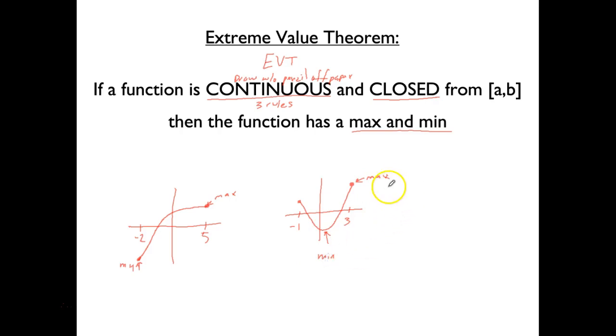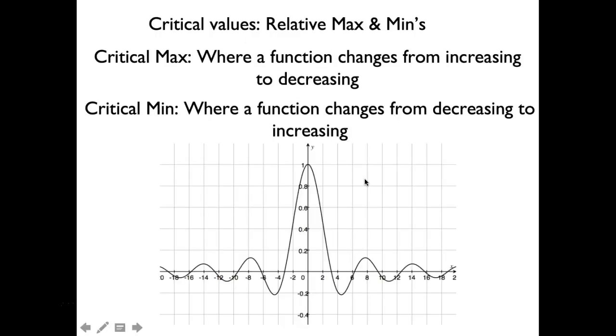Okay, so it's saying if you have a function that's continuous and closed, you will always have a max and a min. Okay, so that's all this is saying. That's the extreme value theorem. We're going to be using that today. We're going to have all closed and continuous functions, and you're going to be finding the max and the mins. Graphically, this should be a very easy day here.